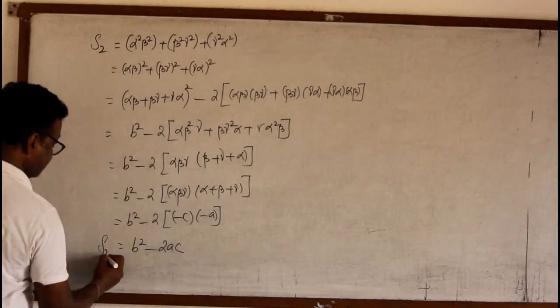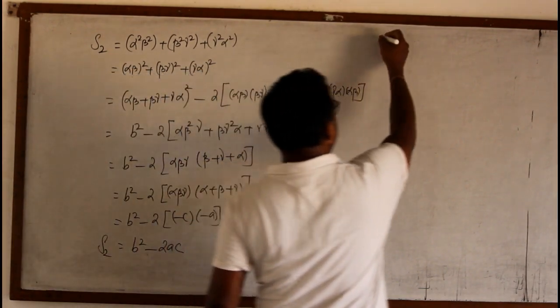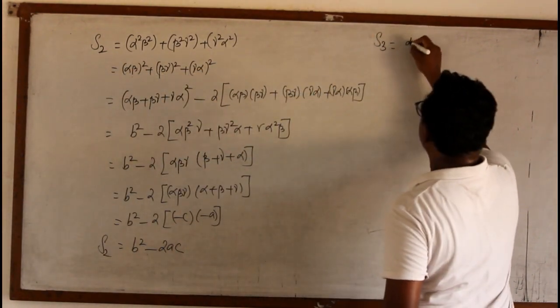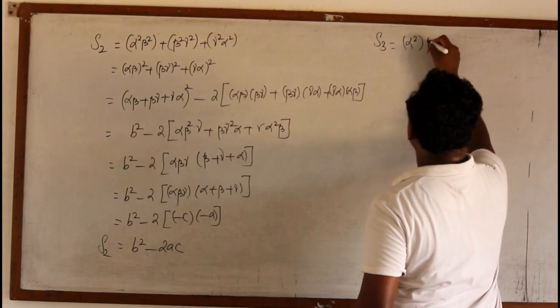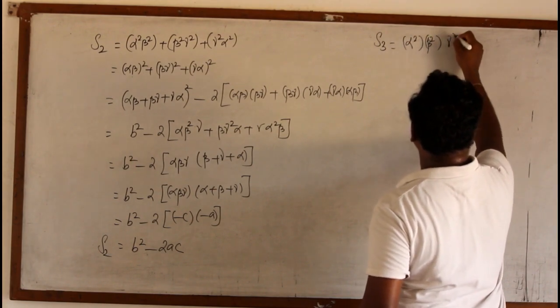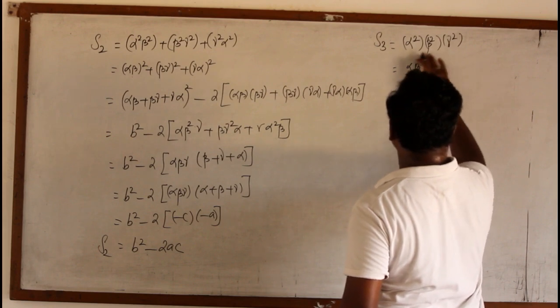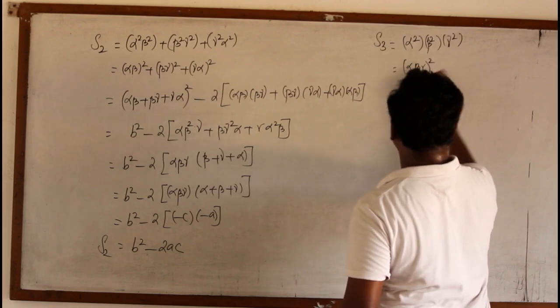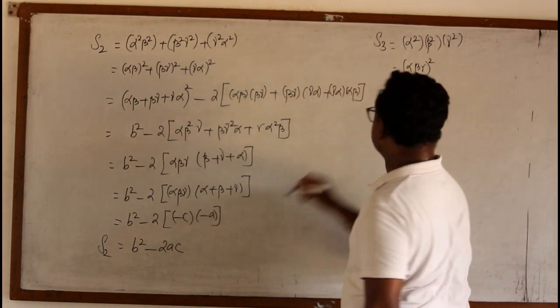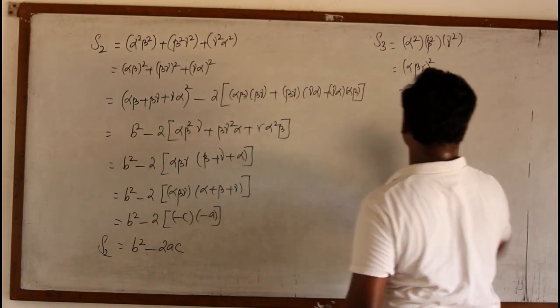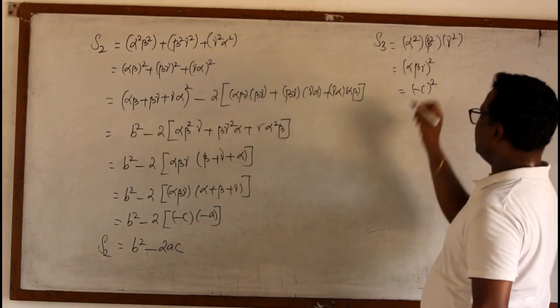This is our S2. Now S3 is alpha square into beta square into gamma square. It is alpha beta gamma the whole square. Alpha beta gamma is minus c. So minus c the whole square. Therefore, we have all these three values.